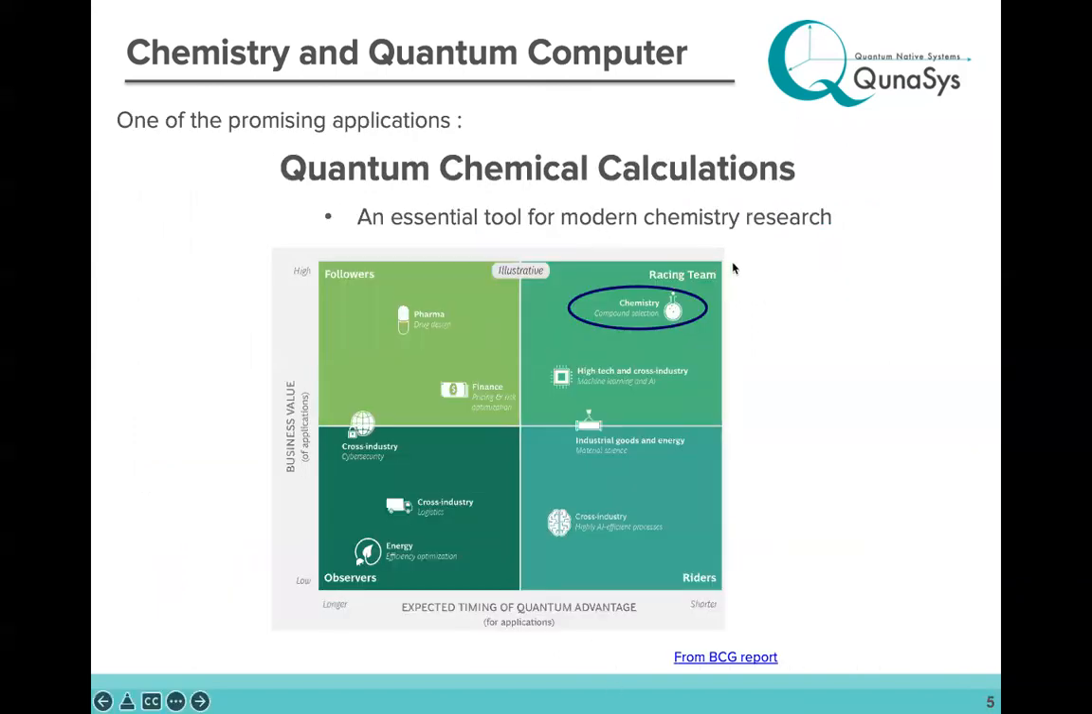One of the promising applications of quantum computers is said to be in quantum chemical calculations. This is an essential tool for modern chemistry research. This is a figure from the Boston Consulting Group report. As you can see, the business value of chemistry is very high, and the quantum computer will be useful quickly in this field.